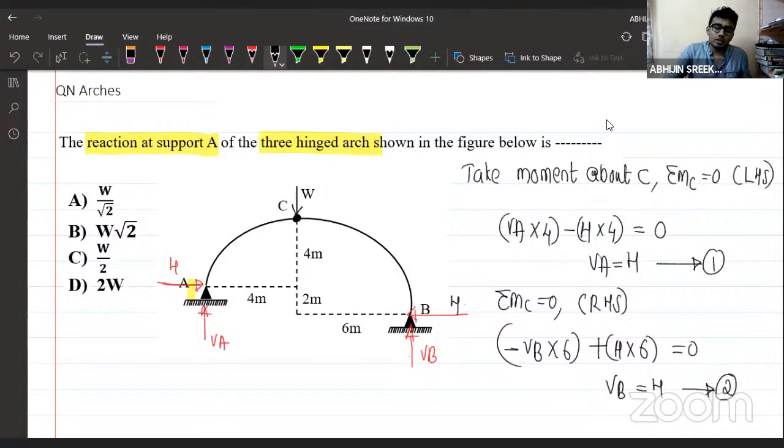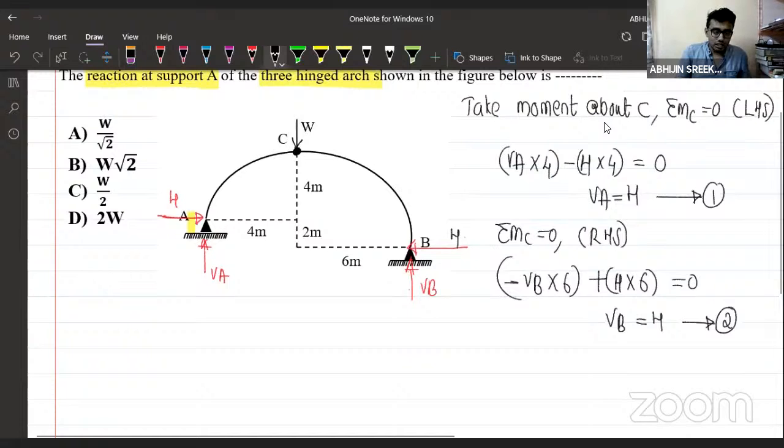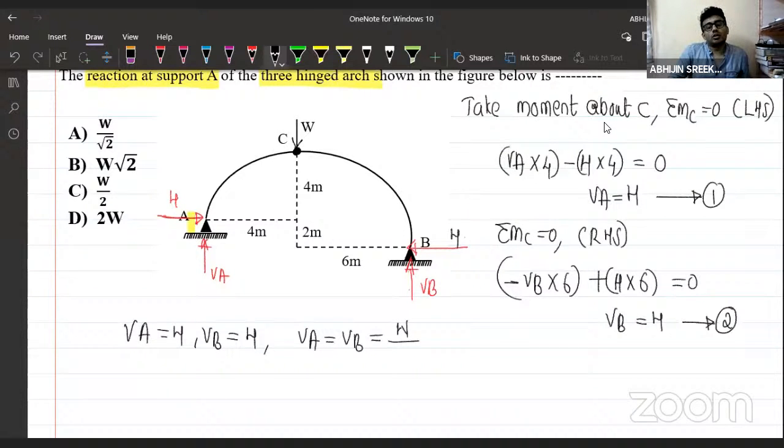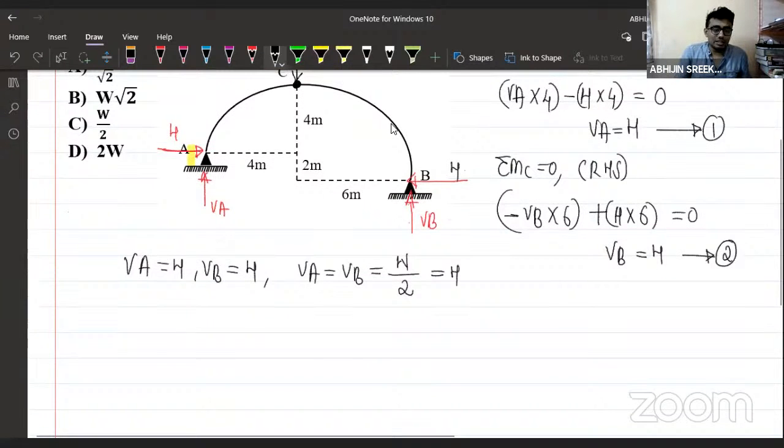What we are basically observing here is that VA is found to be H and VB is also found to be H, which means VA and VB both are equal. Right? Total load is W, both are equal, so each will be W by 2, which will also be equal to H. We are asked to calculate the reaction at the end A, right? VA value here is W by 2 and the horizontal reaction value here is also W by 2.